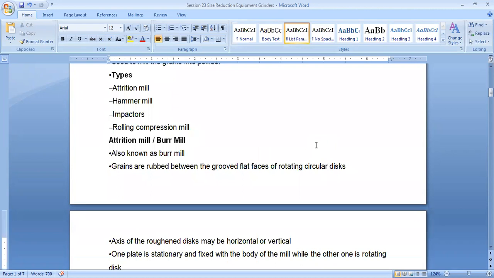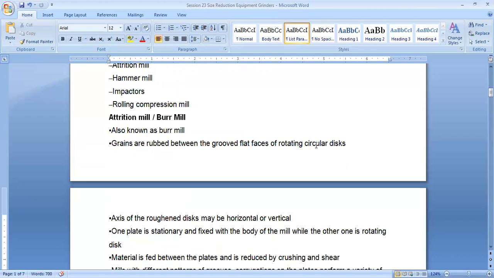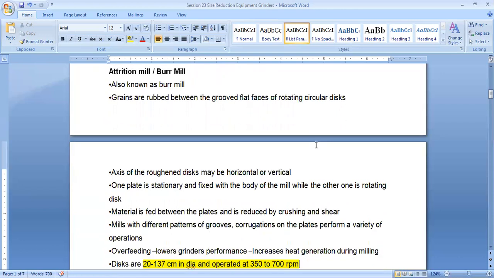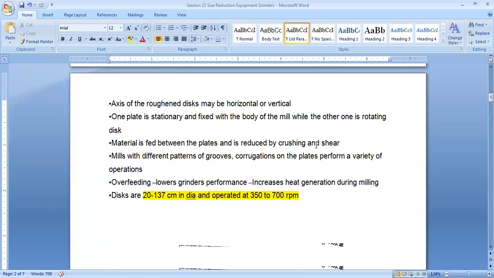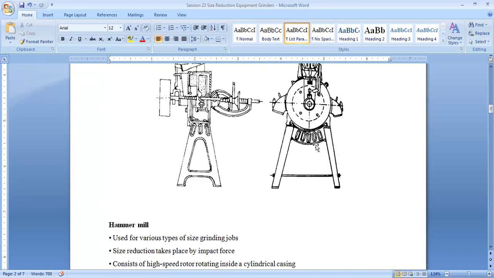And what happens? There are two grooved flat faces of the rotating circular disc, and the food material, especially the grains, are rubbed between these grooved flat faces of the discs, and the material is reduced in size by this action of frictional force. These discs rotate around a horizontal or vertical axis. One is stationary and the other is fixed. The discs are mainly 20 to 137 centimeters in diameter and operate at 350 to 700 rounds per minute.